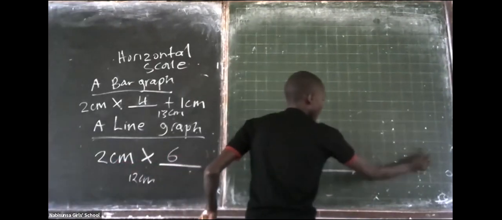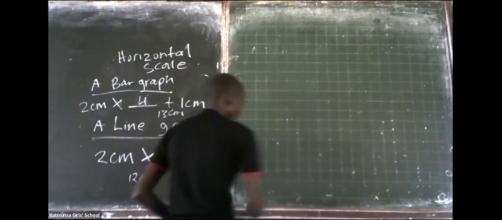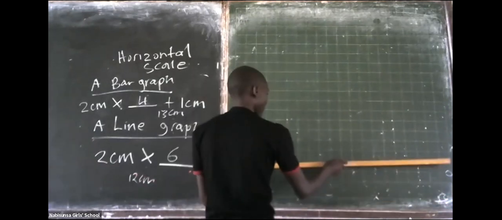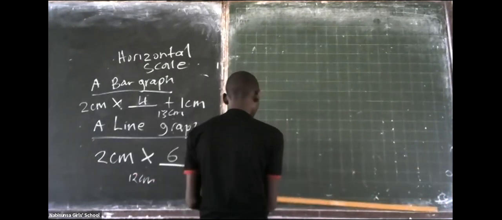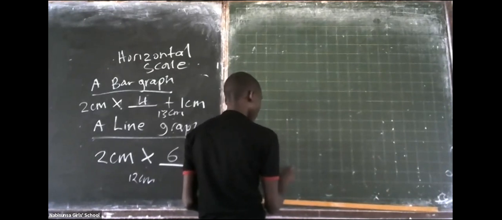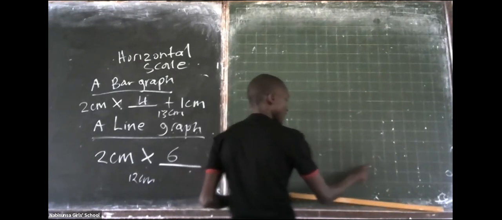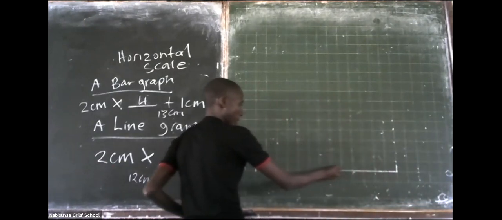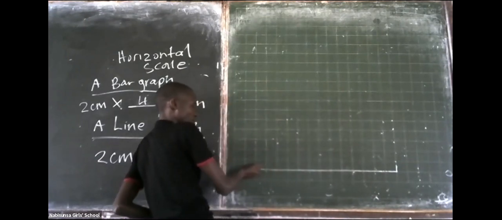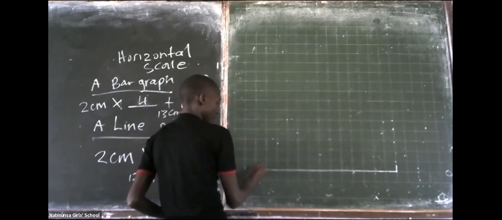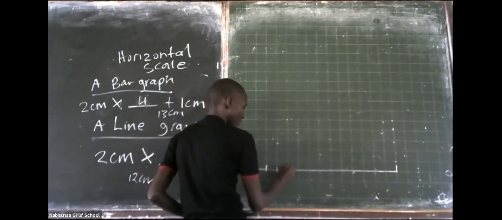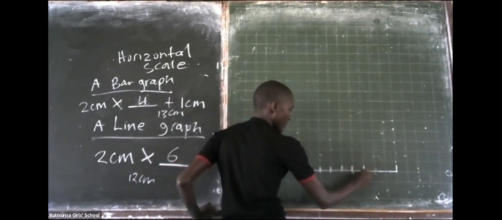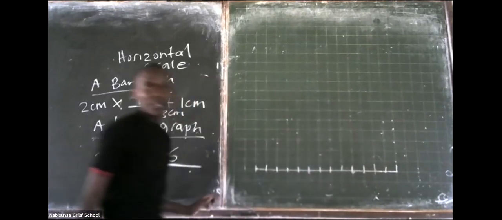Now, let us go. I think for the horizontal line, all of us are on the same board. 1, 2, 3, 4, 5, 6, 7, 8, 9, 10, 11, 12, 13. Don't use a free hand. So we go on dividing. For this one we are dividing.